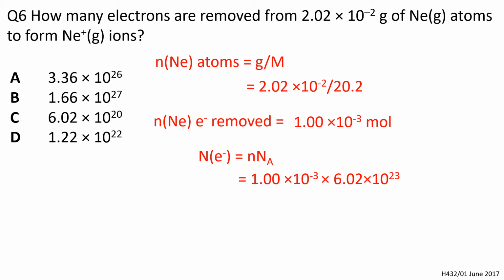Do you need a data sheet to work this out? Well, it's just that 6.02 times 10 to the 23 divided by 1,000. So we get to the answer as being 6.02 times 10 to the 20.